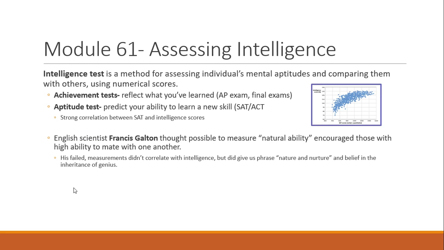So Galton's one of these guys very early on, an English scientist who believed that there was this idea about inherited intelligence, and that the wealthiest people sometimes were also the smartest people, this natural ability. And he encouraged those who had the highest intelligence to basically hook up with other people who had those natural skills too. Now, when he did these tests, it failed. It just failed. Measurements didn't correlate with intelligence, but it did give us the phrase nature and nurture and the belief of inheritance of genius.